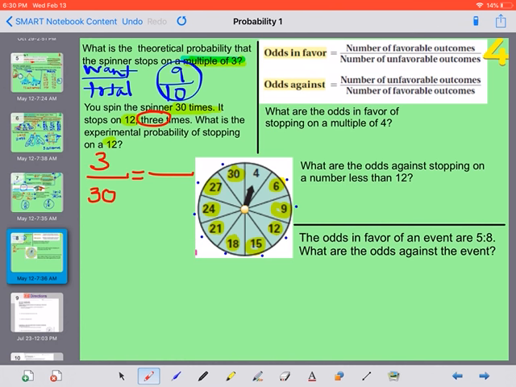So that is what actually happened. Oops, I made a mistake here. We're not setting up a proportion. It's just asking you what is the probability. So it landed on a 12 3 times out of a total of 30 times. The part that we want out of the total.